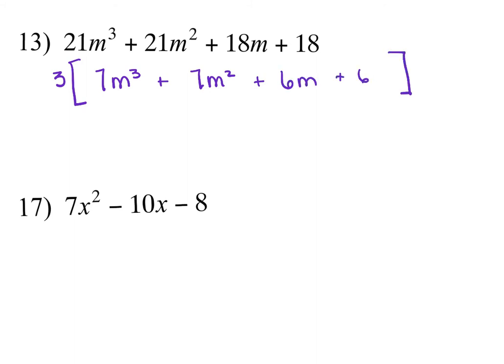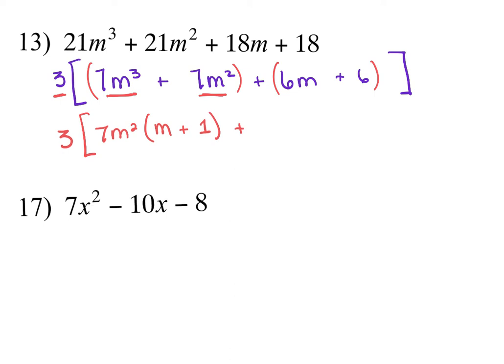Now I am ready to factor by grouping. So I'm going to group my first 2, group my last 2. This 3, listen to me, I'm saying this because a lot of you missed it on your quiz, is part of your final answer. Okay? So you're going to bring that 3 down. And then we have, what's in common between these 2? 7m squared. And we're left with m plus 1. What's in common between these 2? A 6. And we're left with m plus 1.